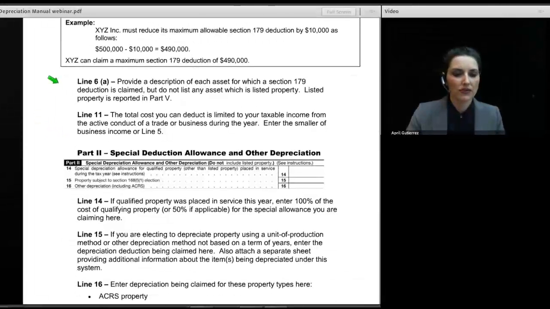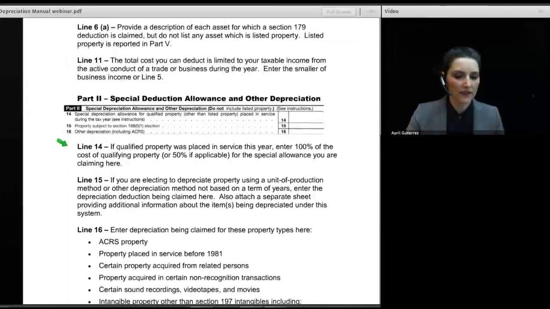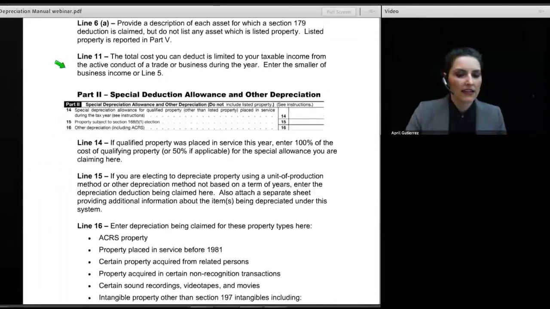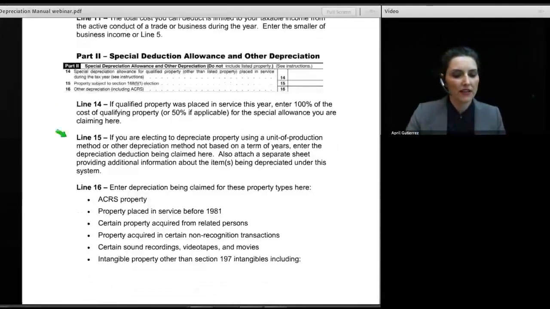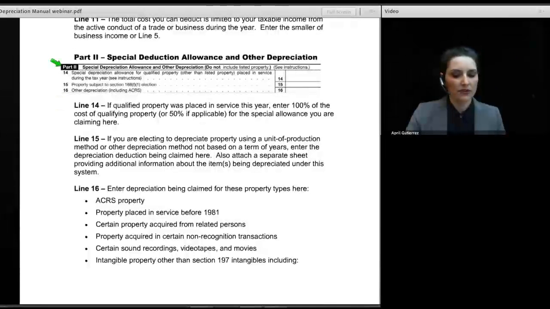And then we provide a description for each asset for which a Section 179 deduction is being claimed, but do not list any asset which is listed property. Instead, you list listed property in Part 5. Then on line 11, you enter the total cost that you are allowed to deduct. It is limited by your taxable income. And then we move on to Part 2.